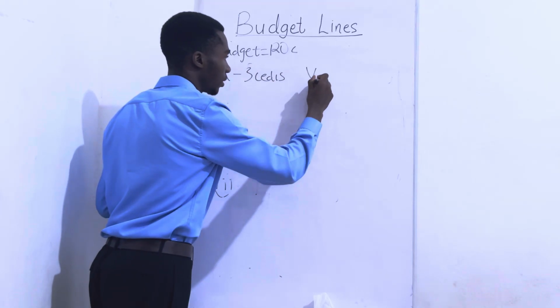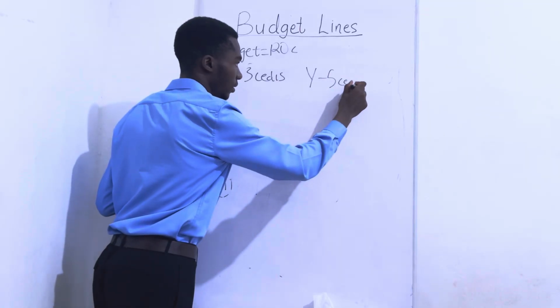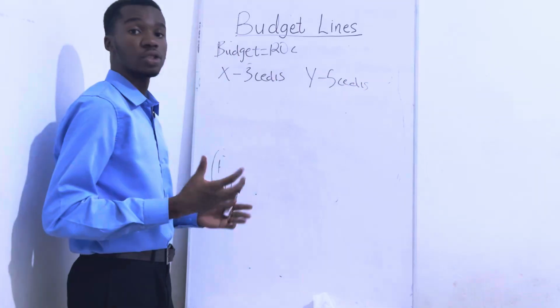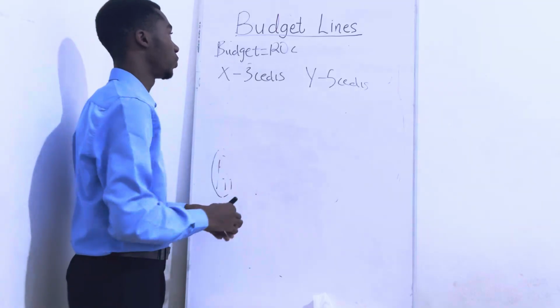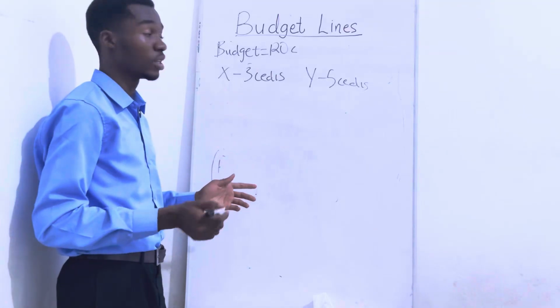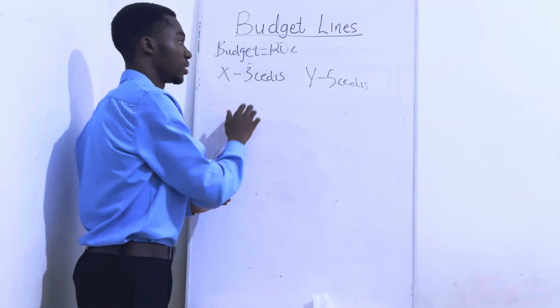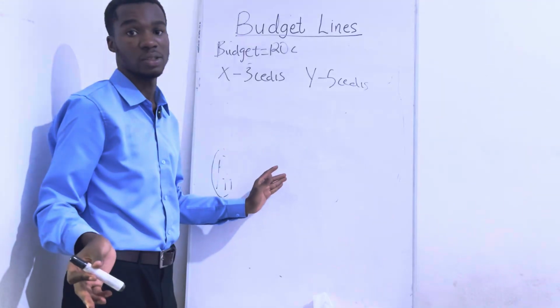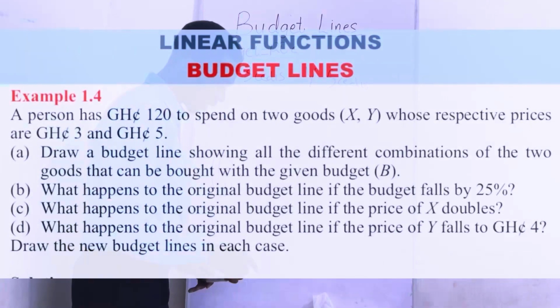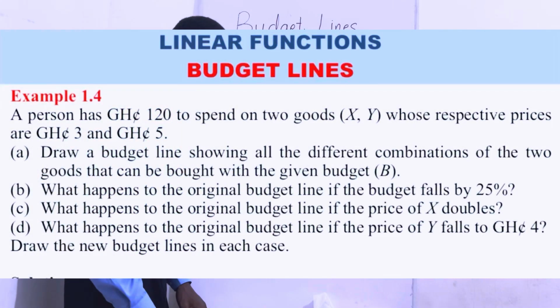Then the Y is 5 cedis. So this is the information that has been given in the question. We have our budget to be 120 cedis. Then our X is 3 cedis and the Y is 5 cedis. So now A says draw a budget line showing all the different combinations of the two goods that can be bought with a given budget.